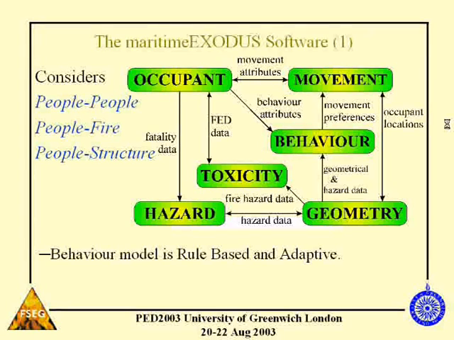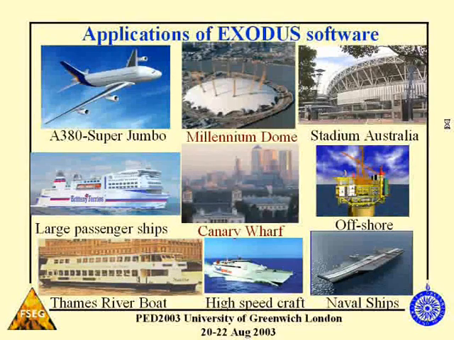First of all, I'm going to give a quick outline of what maritime EXODUS is. You've probably seen this slide before. Basically, EXODUS is a stochastic rule-based advanced decision-making simulation package which considers people, fire, and people-structure interaction. It has 5 key interactive submodels, of which the behavior model is the most complicated. Maritime EXODUS is one of many packages produced by the Fire Safety Engineering Group, and we have a number of people-moving packages which have been used on many major projects, for example, the A380 and the Sydney Olympic Stadium.